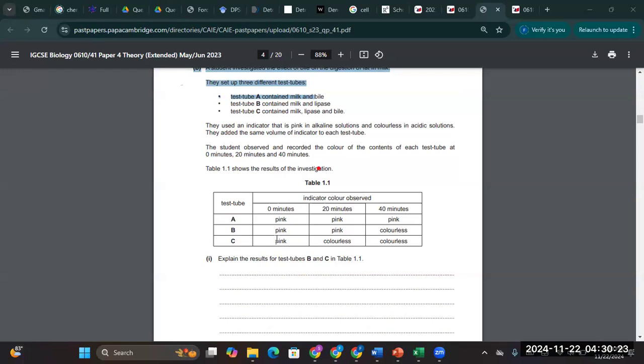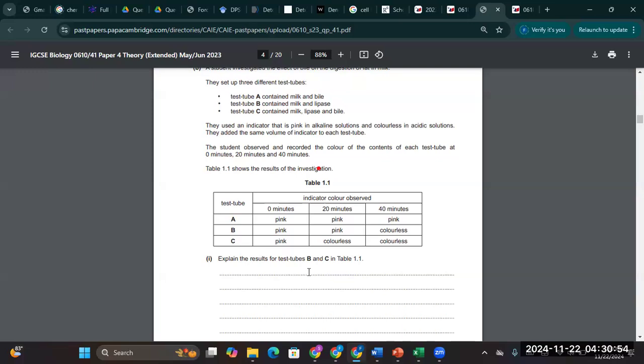So in B, you can see, Hajra, at 0 minutes, the color is pink. So pink is alkaline, meaning that bile is present. Basically, the solution is alkaline. After 20 minutes, it's still pink. After 40 minutes, it finally becomes colorless due to the acid.